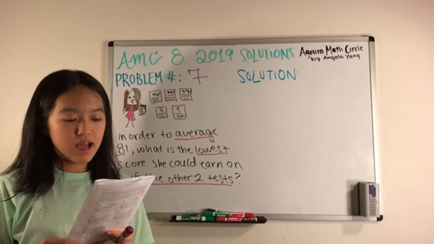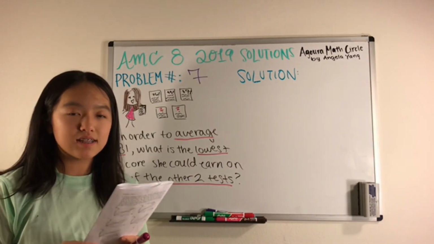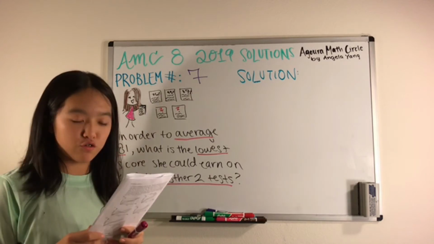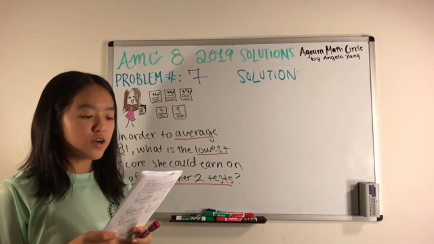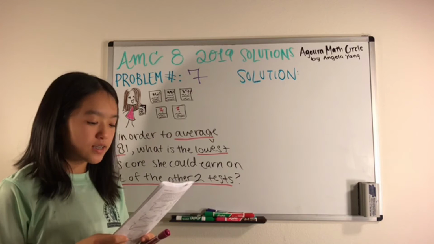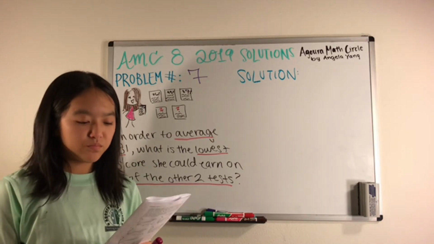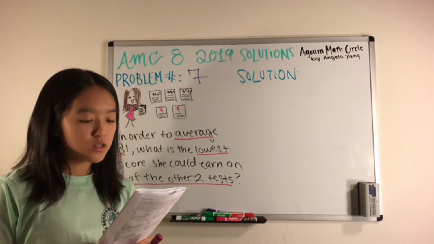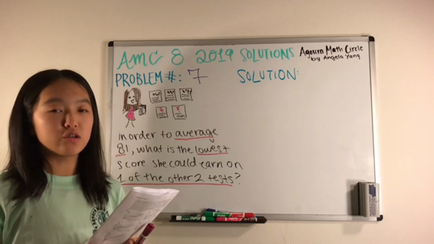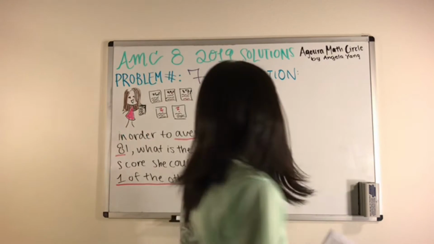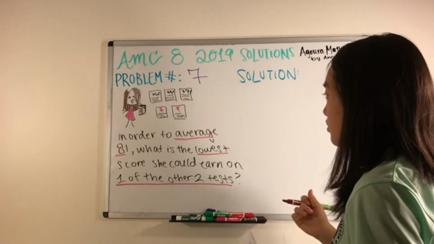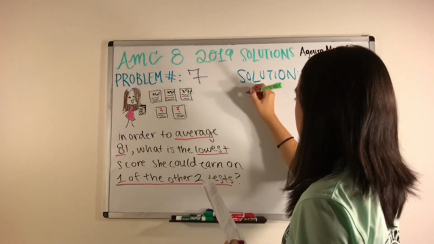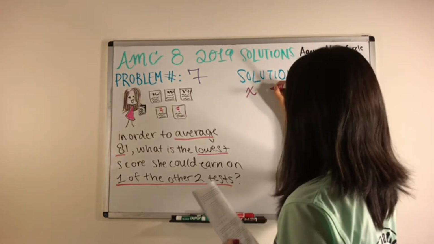Problem number 7 says, Shauna takes 5 tests, each worth a maximum of 100 points. Her scores on the first 3 tests are 76, 94, and 87. In order to average 81 for all 5 tests, what is the lowest score she could earn on one of the other 2 tests? In order to solve this problem, let's assign the first unknown test as x and the second unknown test as y.